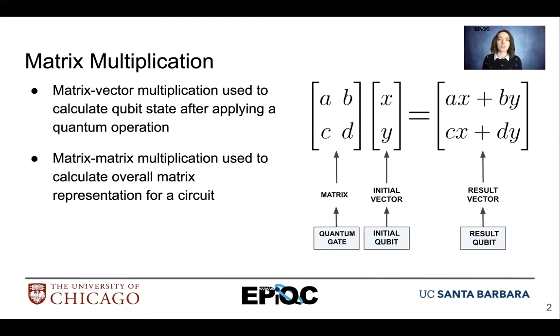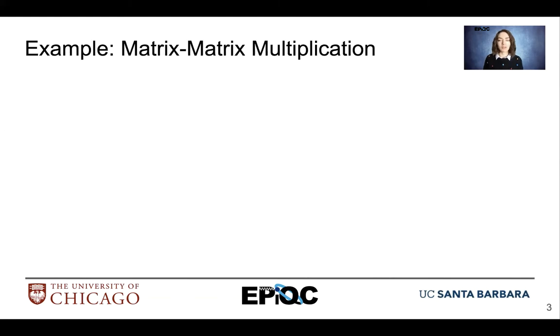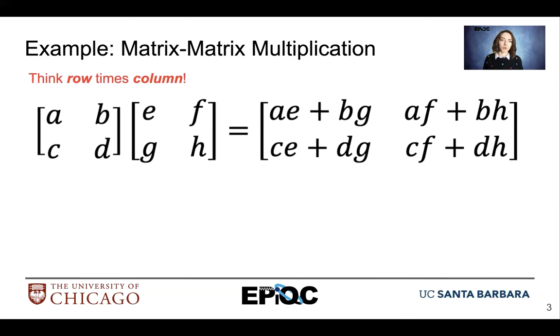Whenever we want to describe a series of quantum operations, we can use matrix-matrix multiplication in order to calculate the overall transfer function that describes that combined operation. Whenever we have a matrix transforming n qubits, the matrix is going to be size 2^n by 2^n. Let's look at an example of matrix-matrix multiplication. Remember to think row times column.